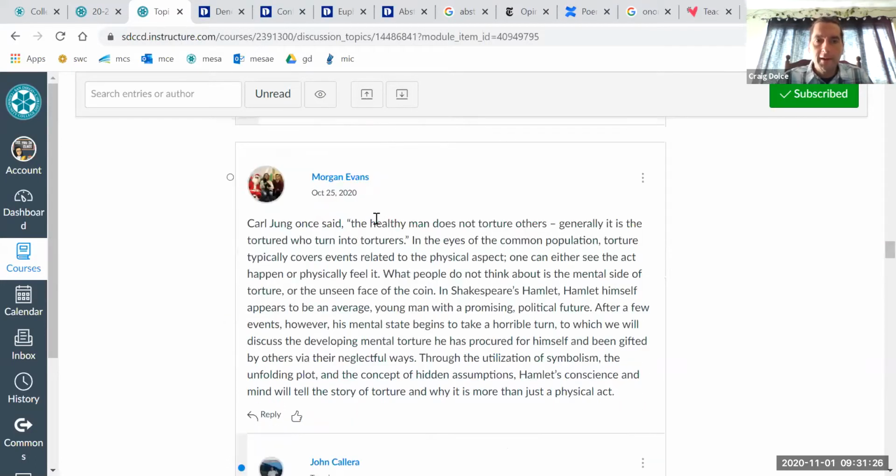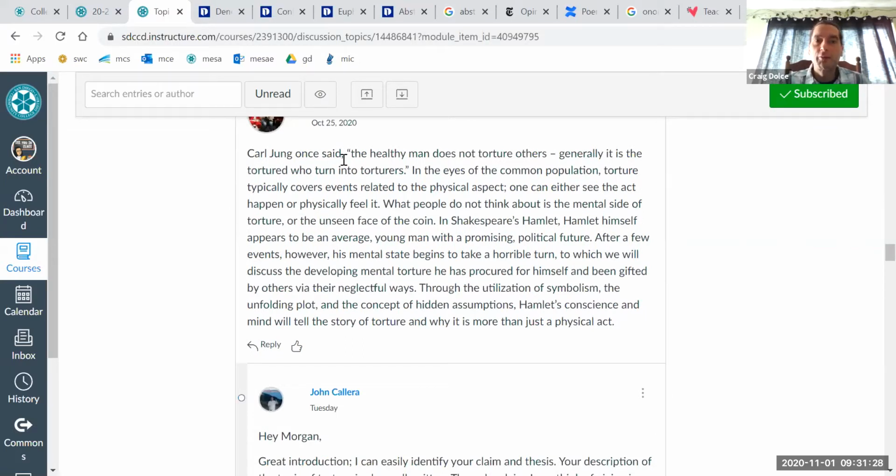Good job, people. Morgan, ooh, I like how you brought the Jung quote in to start. Now just make sure you cite it here, right? You put the page or paragraph number of the source you got it from. Great use of the semicolon. Put Hamlet in italics because you mean the play. If you're just mentioning the character, you don't have to put it in italics, but when you mention the play, put it in italics. "Through the utilization of symbolism, the unfolding plot, and the concept of hidden assumptions."